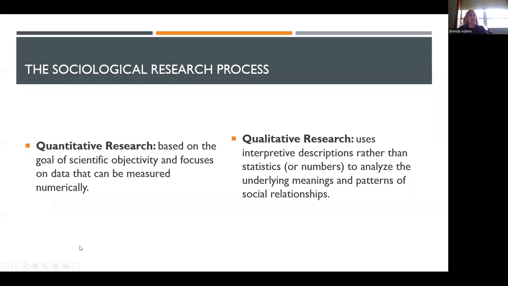So the sociological research process, there are many different terms here. I'm going to try to get through. Quantitative research is based on the goal of scientific objectivity. It focuses on data that is measured numerically. So when you think of quantitative research, think of the quantity, the number. Qualitative research focuses on underlying meanings and patterns. So when you think of qualitative research, think of the quality. So one's numbers, one's the quality of it. Just keep those two different types of research separate.